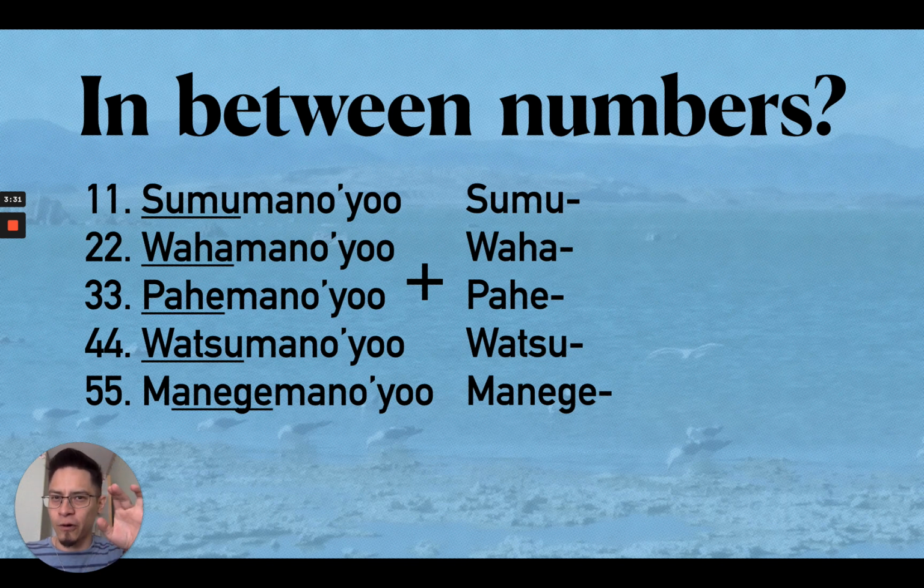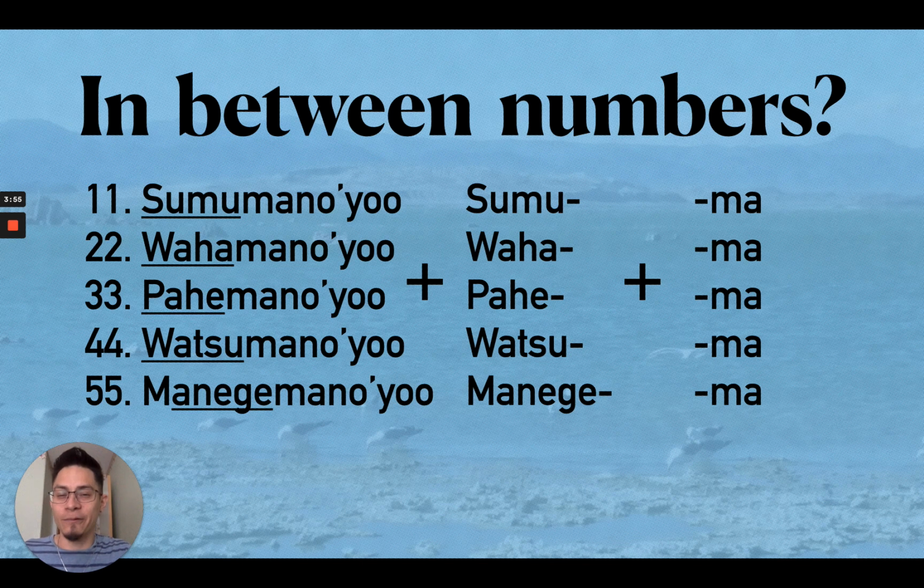So to form 11, you see I have seme mano'yu. I'm just going to add that same seme. And waha mano'yu for 20, I'm going to add waha to make 22, etc. And then I'll explain it further as we go along. So that's what you do. You take the large ten number, then you add whatever root number you want. And additionally, you add this suffix ma.